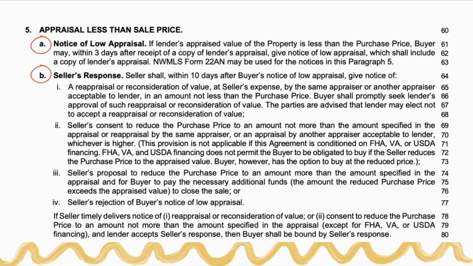If you get a low appraisal, the appraisal needs to be sent in to the seller within 3 days of receiving it. So you get the appraisal, you send in the notice, which is a 22AN, and check the box that says the appraisal came in low. Now, on that form, there's nothing that says the back and forth times. There's nothing that says on that form how long the seller has to respond, how long the buyer has to respond back. It's all going to reference this financing contingency.